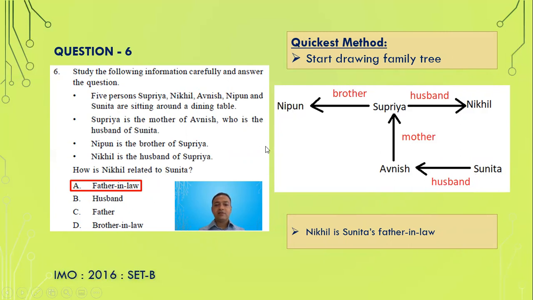And Nikhil is the husband of Supriya. So Avnish is Supriya's son, isn't it? Avnish is Supriya's son, and Sunita is Avnish's wife. So Supriya is Sunita's mother-in-law, isn't it? Supriya is Sunita's mother-in-law, and Supriya and Nikhil are wife and husband. So if Supriya is the mother-in-law of Sunita, then Nikhil is the father-in-law of Sunita, isn't it? Nikhil is the father-in-law of Sunita.